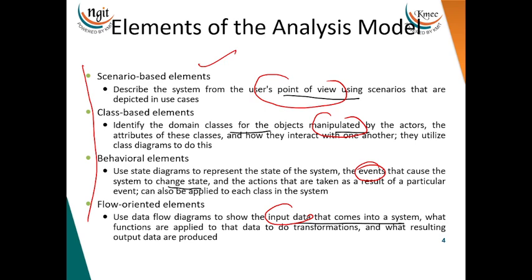If you are at state 1, and something happens, you move to state 2. That is nothing but what has happened: your state has been changed from 1 to 2. Flow: what will be the input that comes into the system, what are the functions that are applied to it, the transformation, and what will be the resulting output. In other words, what will be the input and what will be the output. Based on the input, what will be the output, correct?